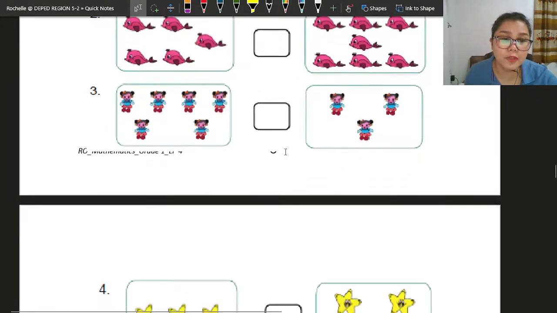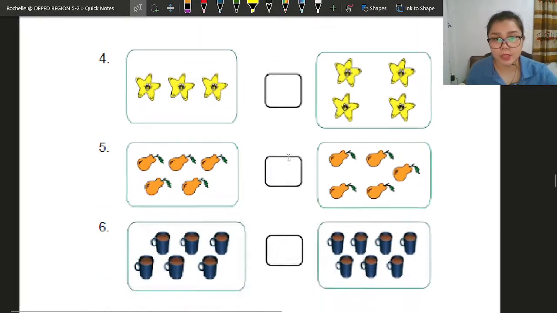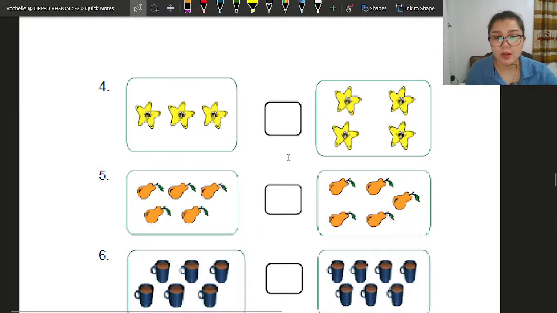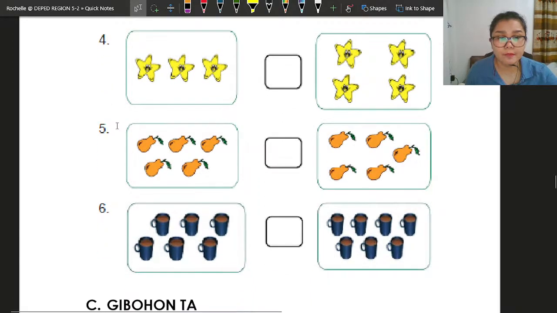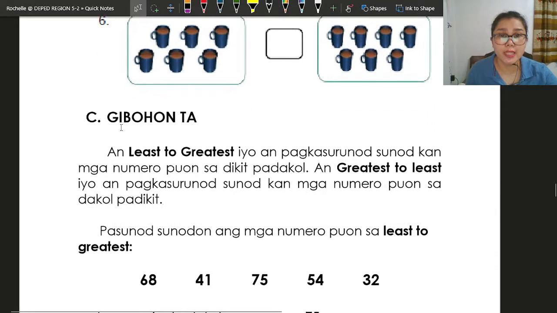And then, if you're done, on the next page, this is the sets for number 4, 5, and 6. Pause if you're not yet done, and resume play if you are ready for the second one. Second topic na ito. So, we are done with the terms using the greater than, less than, and as many as. Now, we proceed with ordering numbers.